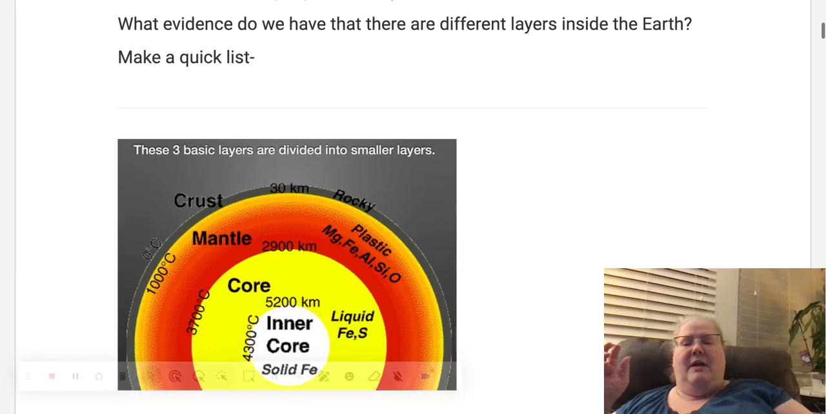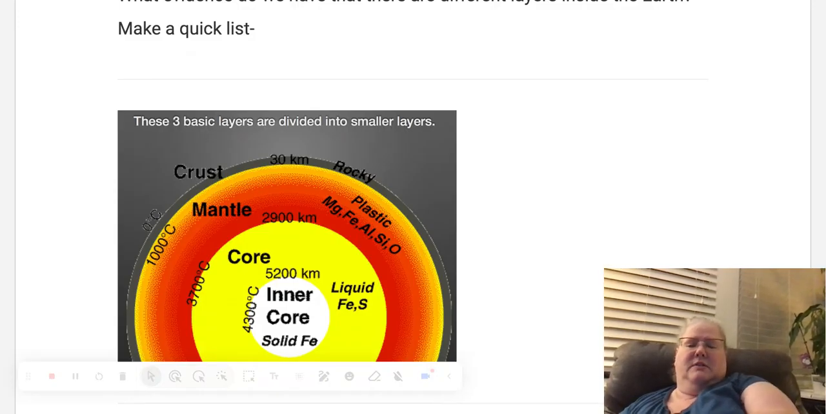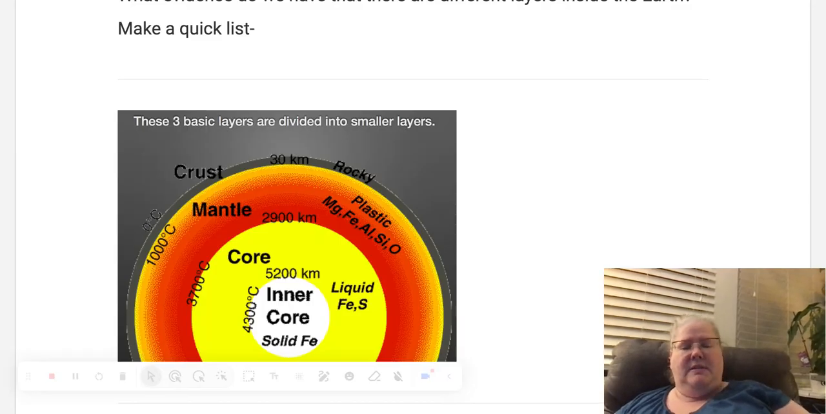So we know that we have three basic layers. We have the core, we have the mantle, and we have the crust. But each of those are divided into smaller layers. For example, the core is the inner and the outer core. That's easy to see here.